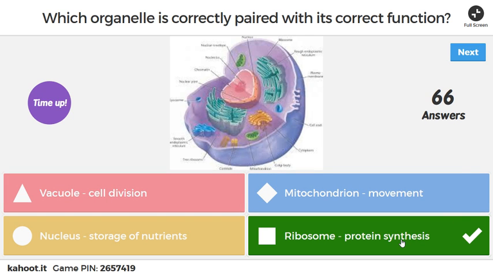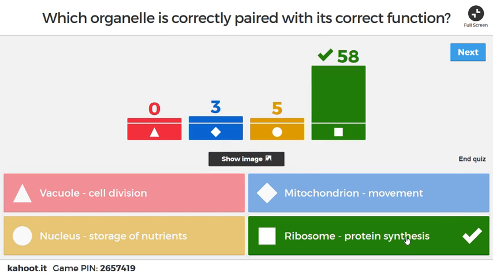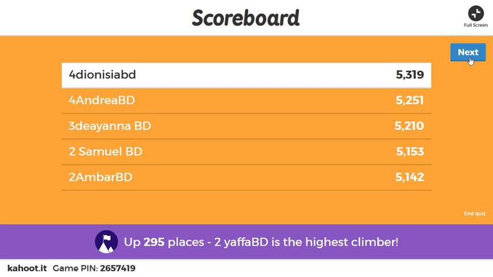All right, and it's going to be ribosomes, which is protein synthesis. Ribosomes are all about making protein, so this one is paired up correctly. All right, so see, we got some people winning here. I see Yafa is up from 295 places, so nice job.